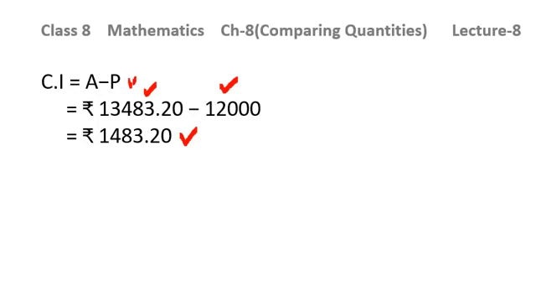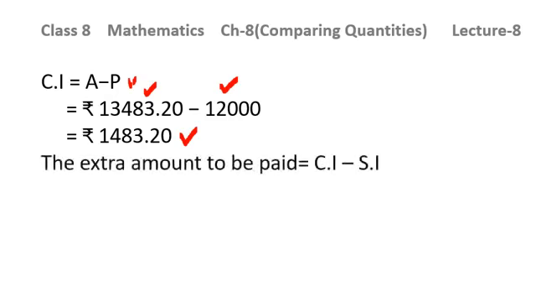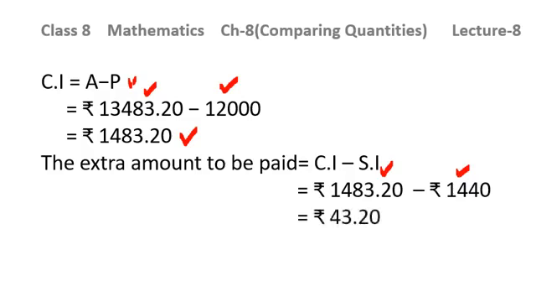Now we need to find out what extra do I need to pay. So simple interest we have calculated, compound interest we have calculated. We need to take their difference. So taking their difference, it will be 1,483.20, this is your compound interest, minus 1,440, this is your simple interest, so it will be 43.20. So 43 rupees and 20 paise will be the extra amount to be paid when comparing compound interest and simple interest.